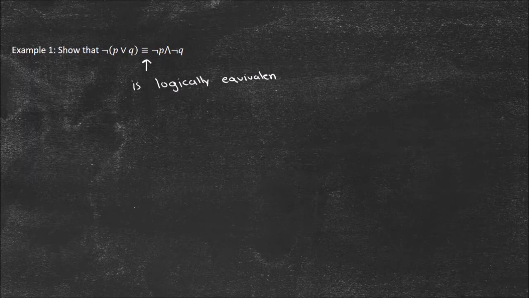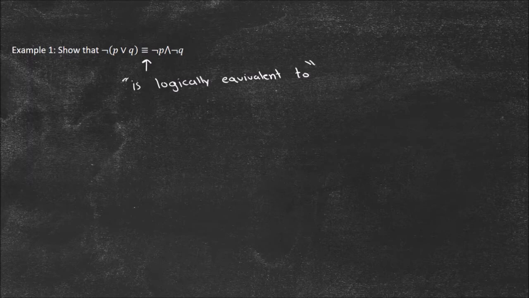This says not (P or Q) is logically equivalent to, that's how I would read that, not P and not Q. Okay, so that's what the triple equal sign means.